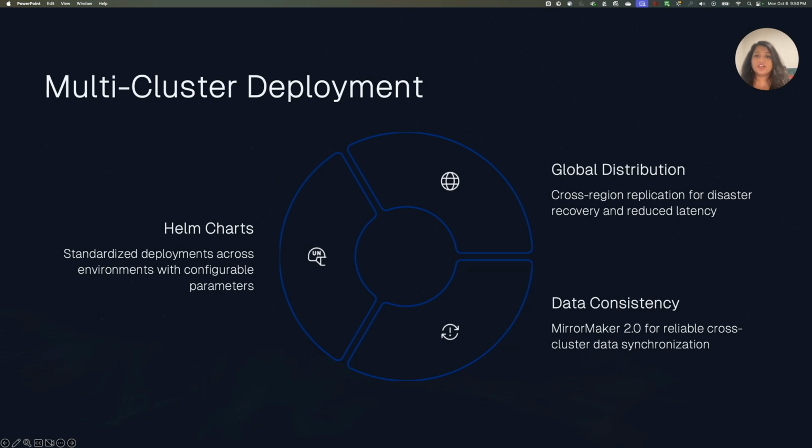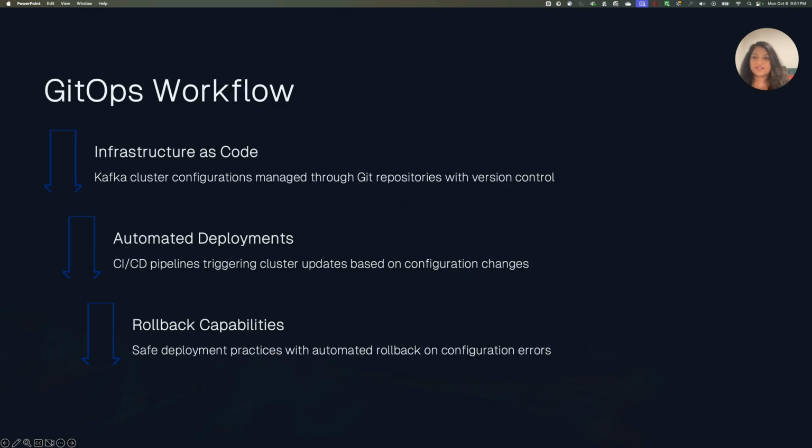Global distribution implements cross-region replication for disaster recovery and reduced latency. Users in different geographic regions can consume from their local clusters while data consistency is maintained through MirrorMaker, which provides reliable cluster data synchronization with exactly-once semantics. This is critical for maintaining data integrity across regions.